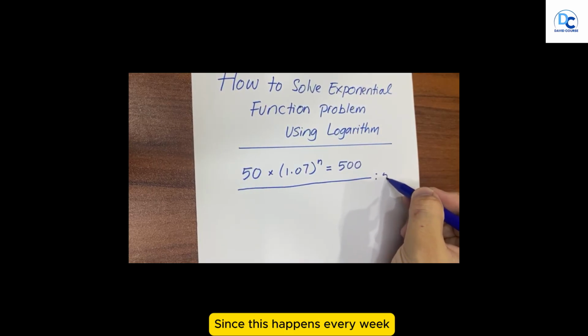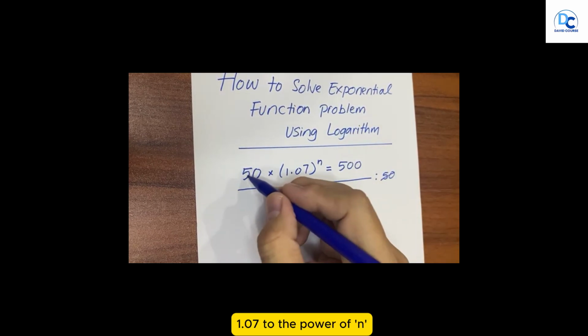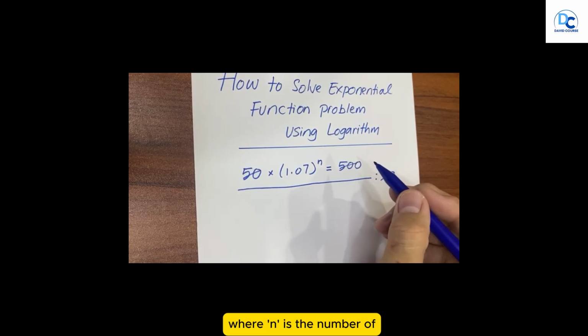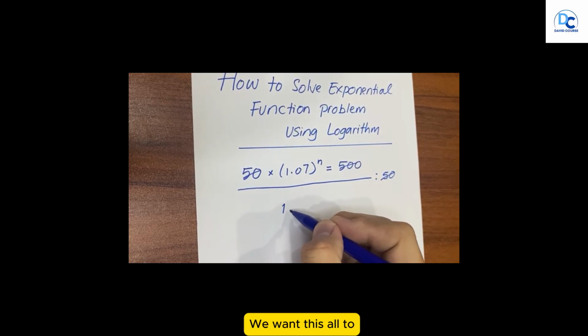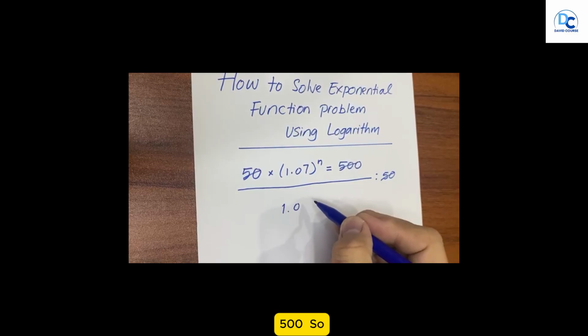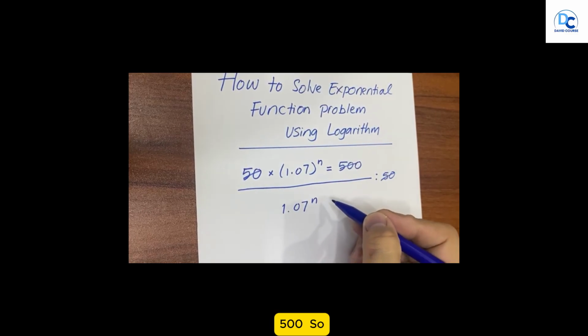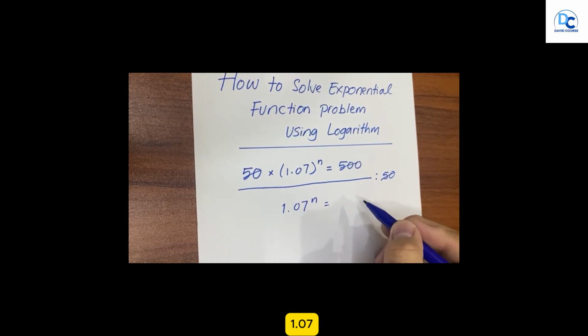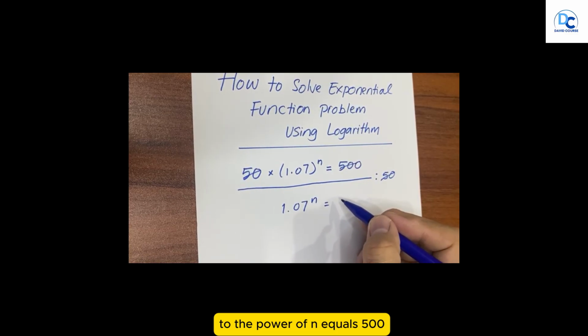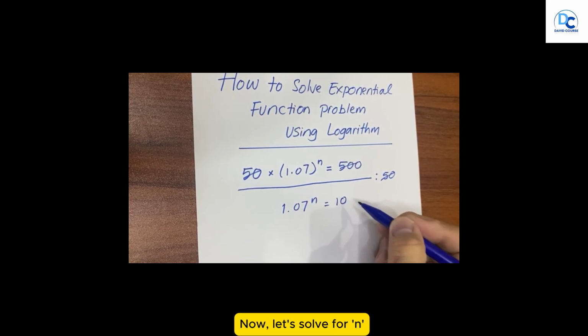Since this happens every week, we raise 1.07 to the power of n, where n is the number of weeks we're trying to find. We want this all to equal our target population of 500. So, our equation is 50 times 1.07 to the power of n equals 500. Now, let's solve for n.